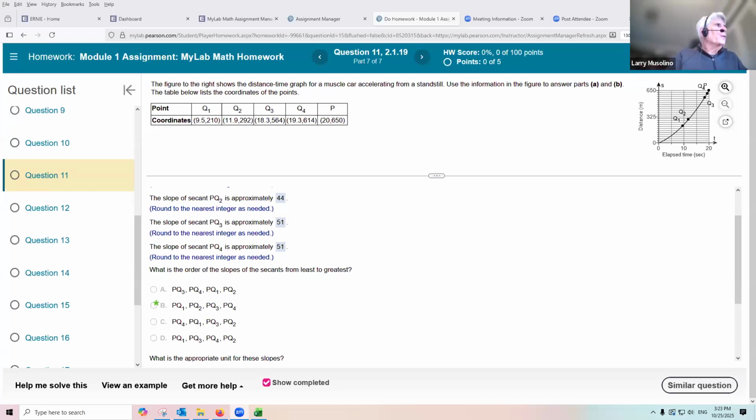I wanted to do a few more examples to help you with the Module 1 assignment. There were a few other examples that I thought would be useful to go through together. Let's take a look at this one.